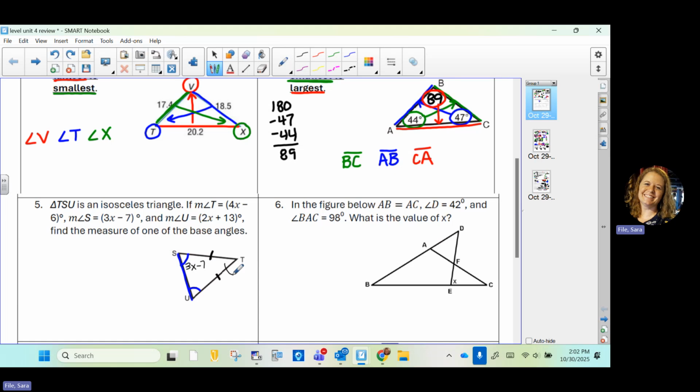So they tell us that angle S is 3x minus 7, and angle T is, I'm gonna write it out here because it's not gonna fit in there, 4x minus 6. And angle U is 2x plus 13. So they give us an expression for each of these. Sorry, I'm gonna try and make that a little bit neater. 2x plus 13.